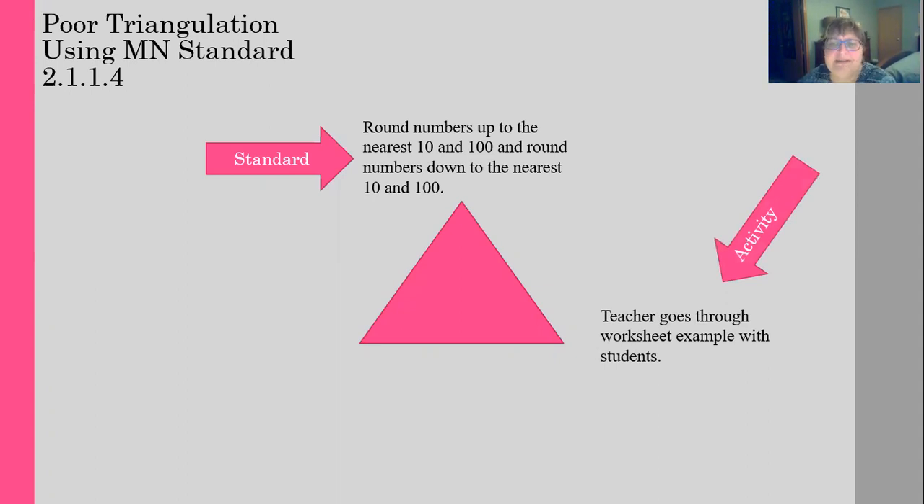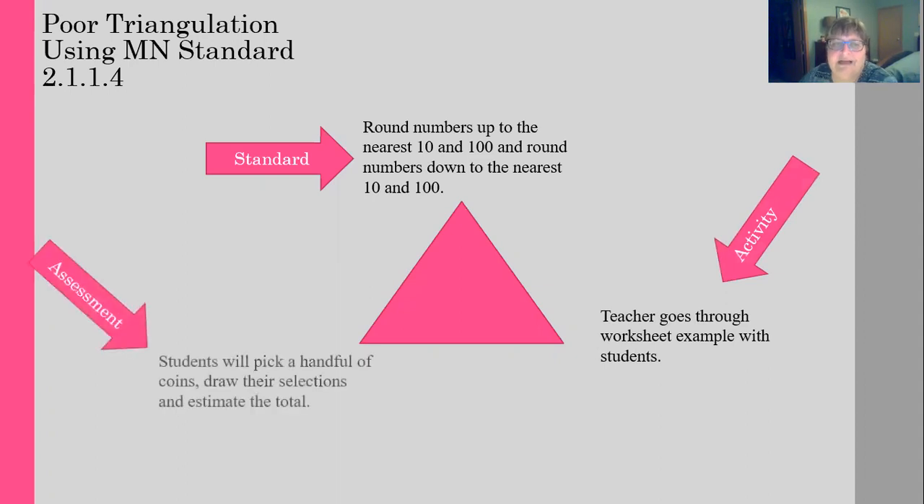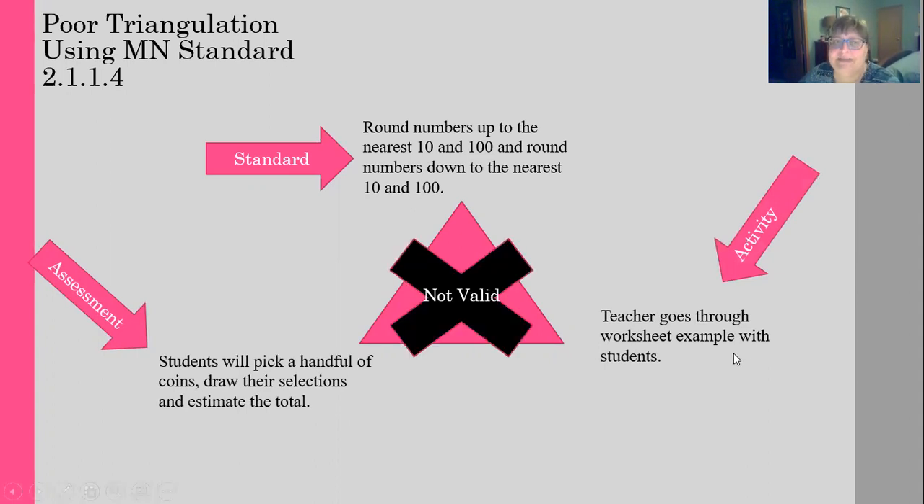Well, the teacher goes right through worksheets with the students. And just because we can't really connect everything, the teacher decides to do an assessment on rounding based on coins, which the students haven't worked with yet. So this would not be a valid way to triangulate this standard.